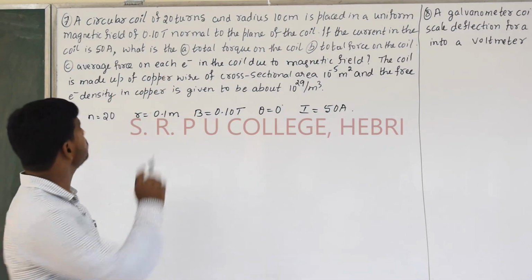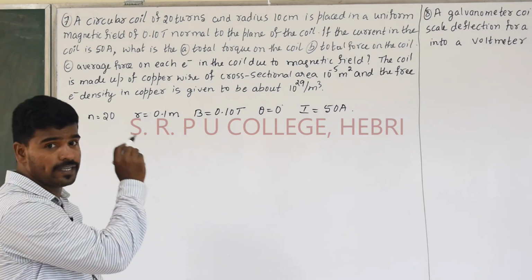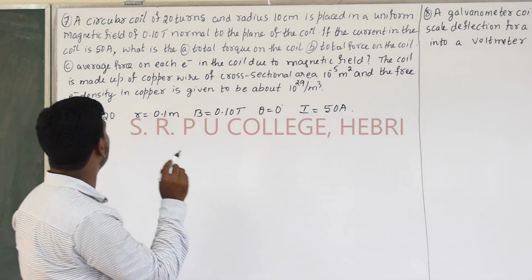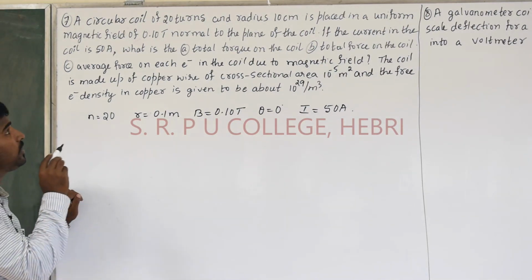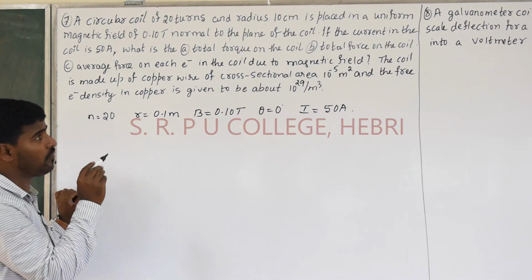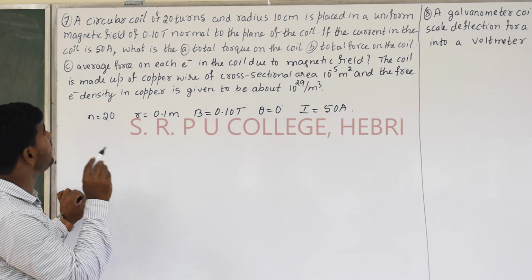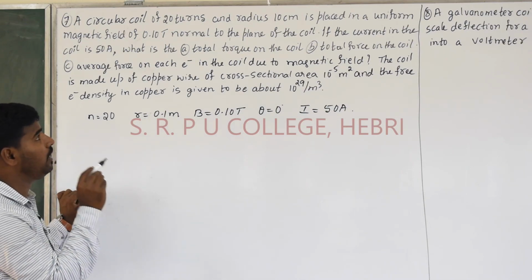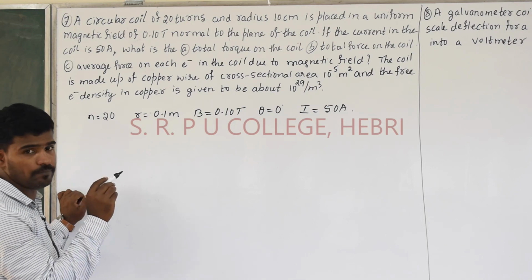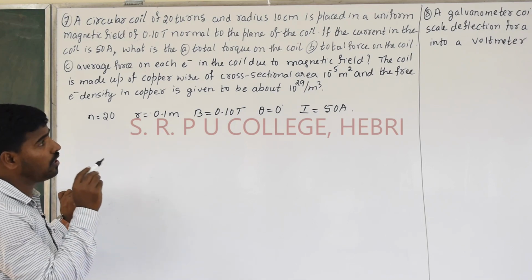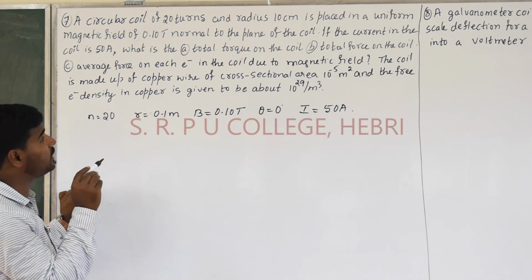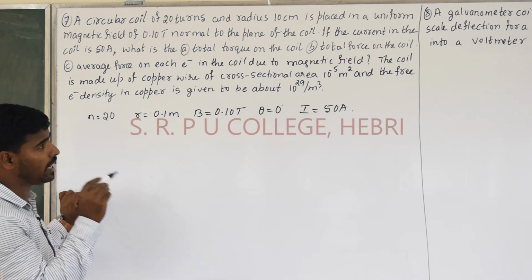I repeat the question. A circular coil of 20 turns and a radius 10 centimeter placed in a uniform magnetic field of 0.10 Tesla, normal to the plane of the coil. If the current in the coil is 50 ampere, what is the question number A? Total torque on the coil. Question number B, total force on the coil. Question number C, average force on each electron in the coil due to the magnetic field.